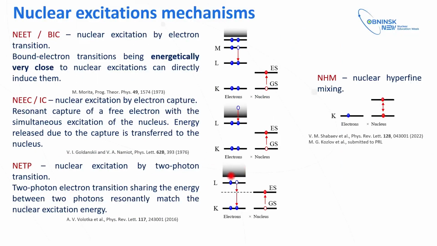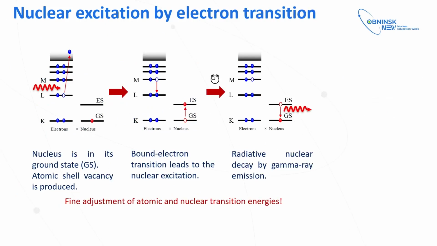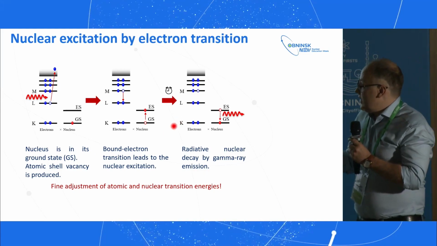And the third mechanism is the nuclear excitation by two-photon transition. If we have an electron which makes a two-photon transition, so one photon is emitted and another photon is exactly matched with the nuclear excitation, and the nucleus gets excited. So I will review all of these three mechanisms, and let us start with the nuclear excitation by electron transition. How is it actually performed?